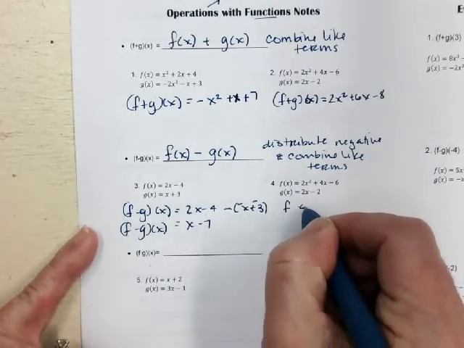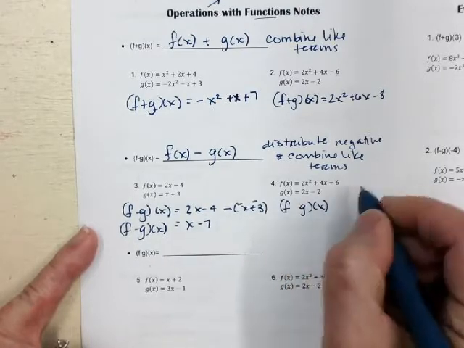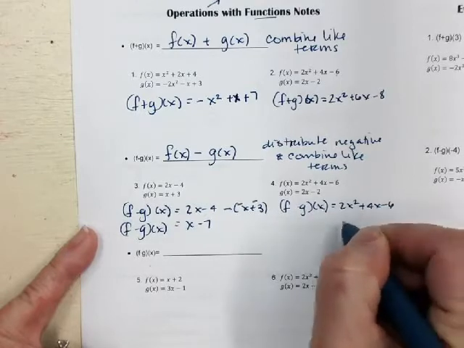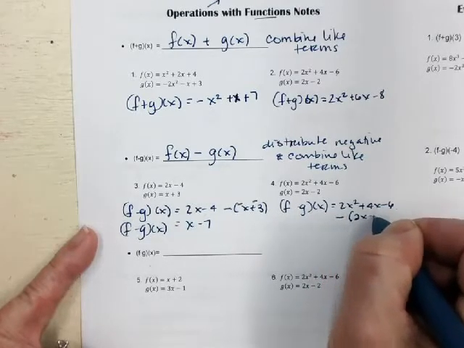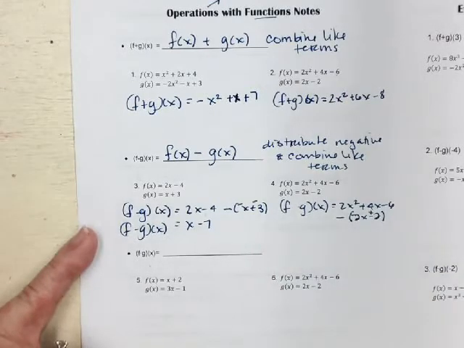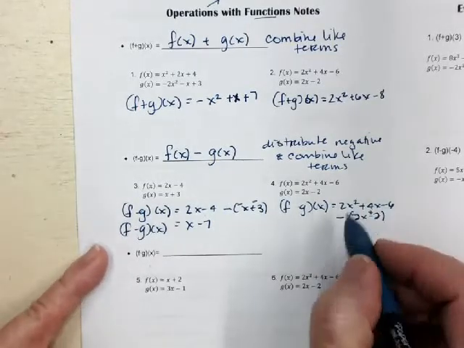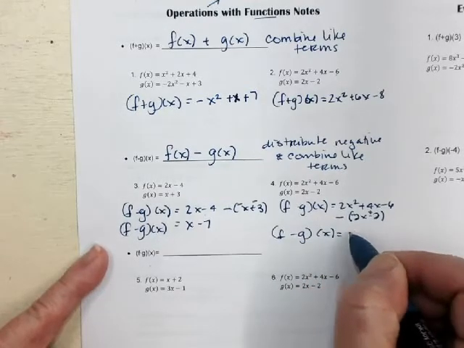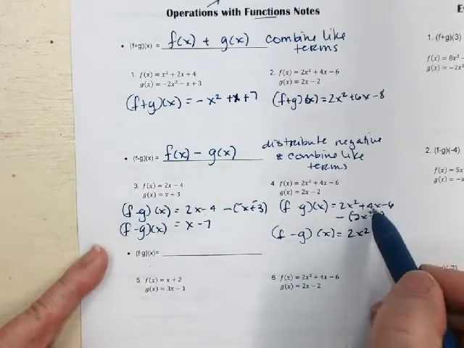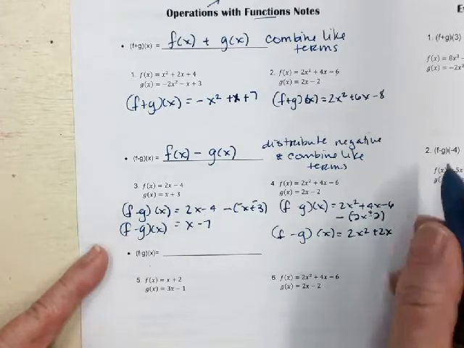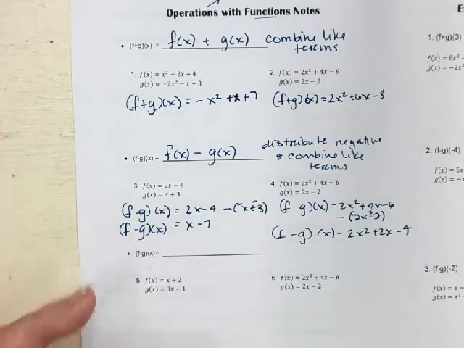F minus g of x here is going to give me 2x squared plus 4x minus 6, and then I'm going to subtract 2x minus 2. So I'm going to distribute that negative, which means I'm going to change the signs, and we're just going to combine like terms. So that gives me f minus g of x is equal to 2x squared. 4x minus 2x gives me a positive 2x, and negative 6 plus 2 gives me a negative 4. Distribute the negative, combine like terms.